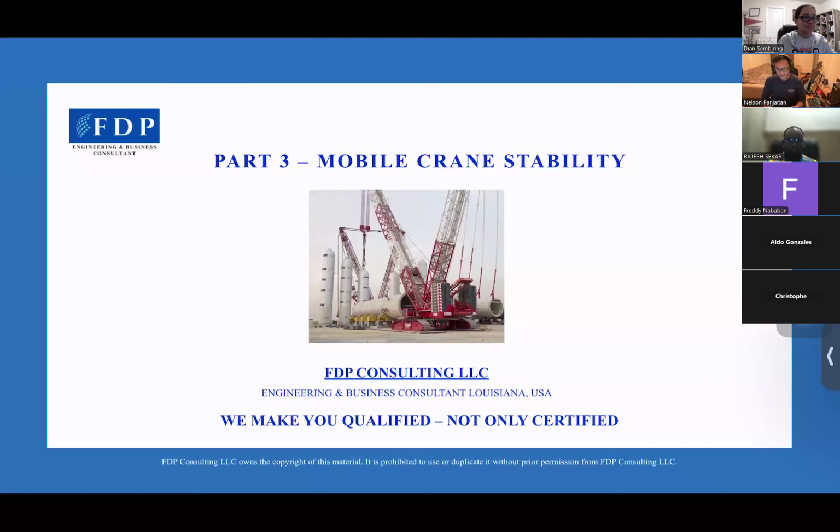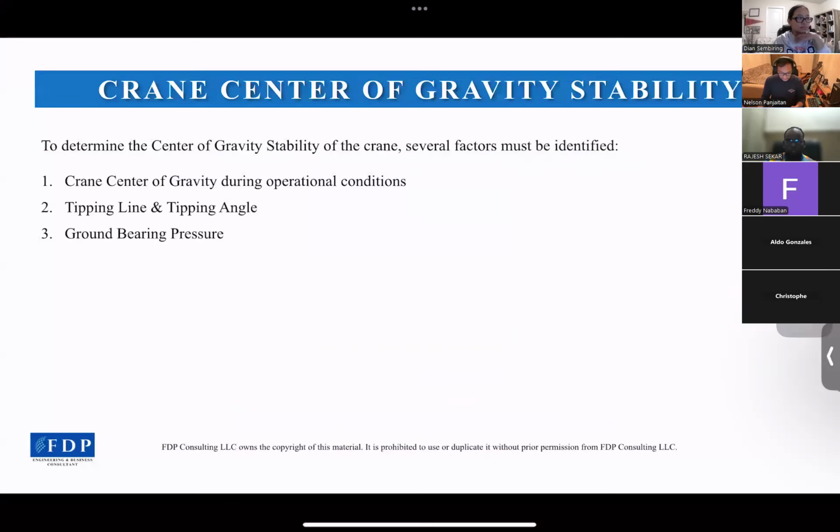The crane stability based on the capacity. Now we will talk about the crane stability based on the COG. So there are three factors that should be considered in order to check the crane stability based on COG.